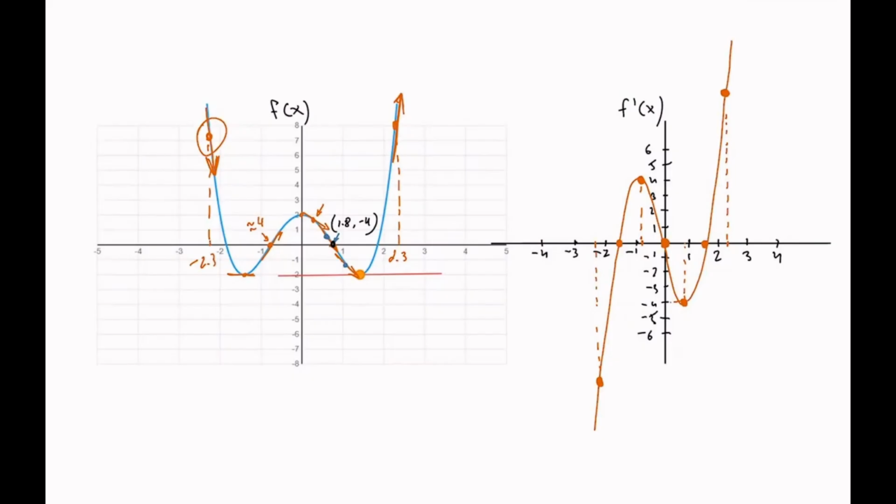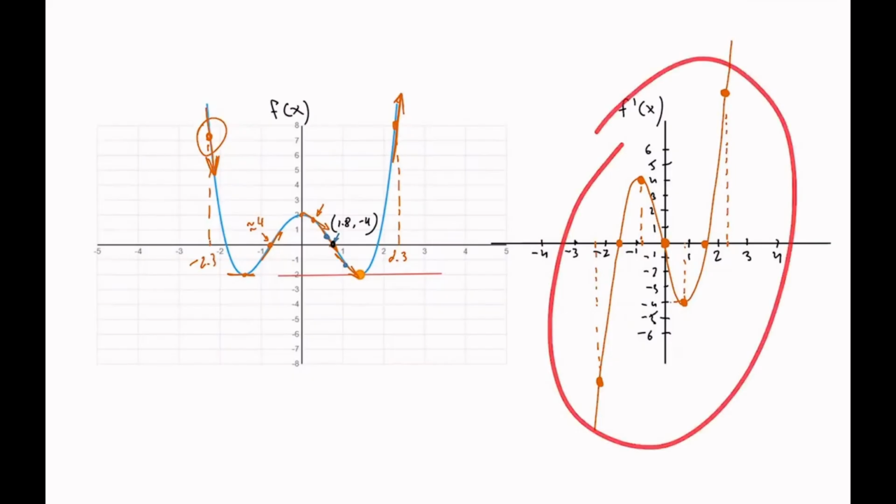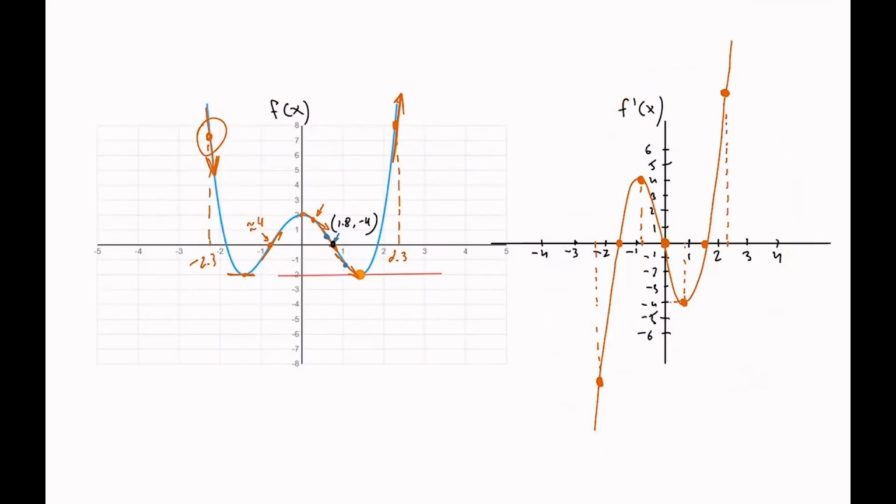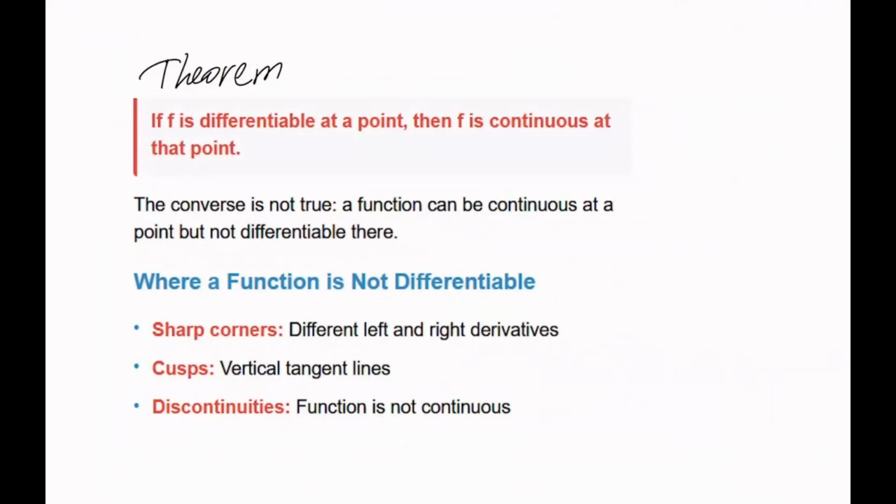Okay, the best as I could, I created the graph of the derivative of the function f of x. This is what the graph of the derivative would look like. So now let's explore an important relationship between differentiability and continuity. So the theorem states if f is differentiable at a point, then f is continuous at that point.